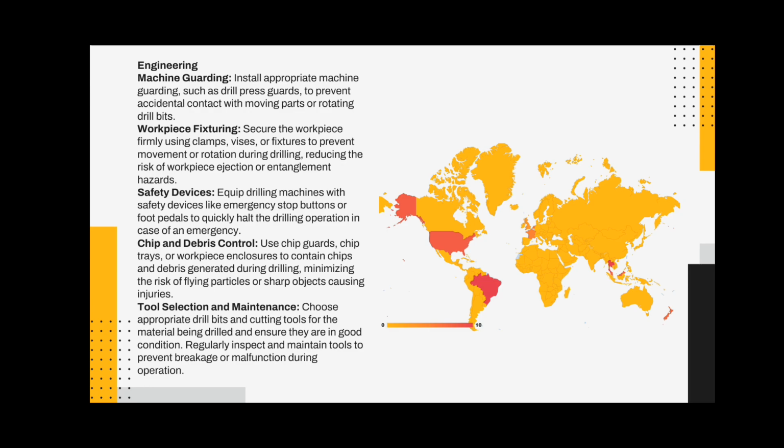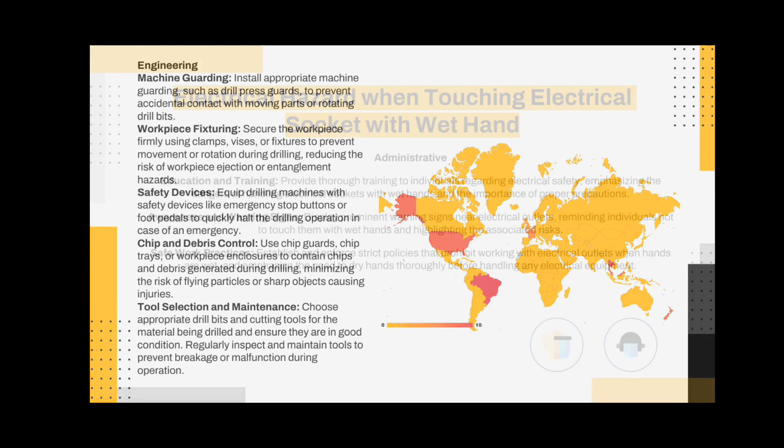Meanwhile, engineering measures. The first one is machine guarding. The second one is workpiece fixturing, the third one is safety device, and the fourth one is chip and debris control, which is to use chip guards, chip trays, or workpiece enclosures to contain chips and debris generated during drilling, minimizing the risk of flying particles or sharp objects causing injuries. Then the last one is tool selection and maintenance, which is to choose appropriate drill bits and cutting tools for the material being drilled and ensure that they are all in good condition, regularly inspected and maintained to prevent breakage or malfunction during operation.